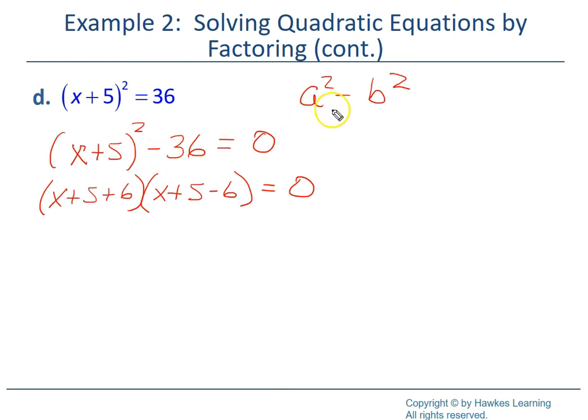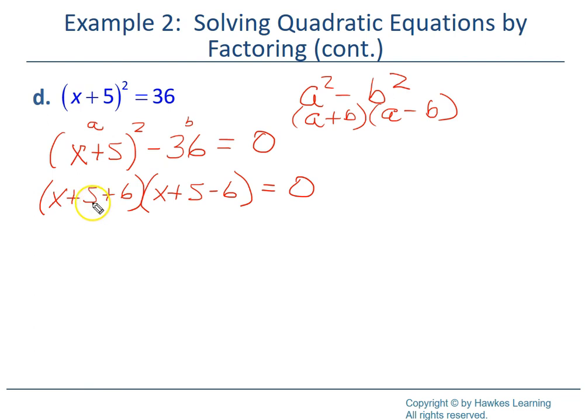So again, the conjugates are a plus b, a minus b. So this is our a squared and this is our b squared. So when we take the square root of 36, we get the 6's here. One's a plus, one's a minus, and then there's our a plus b, a minus b.